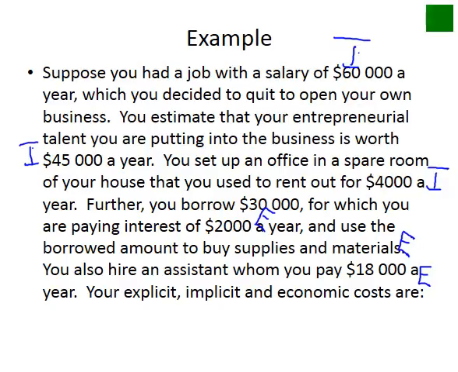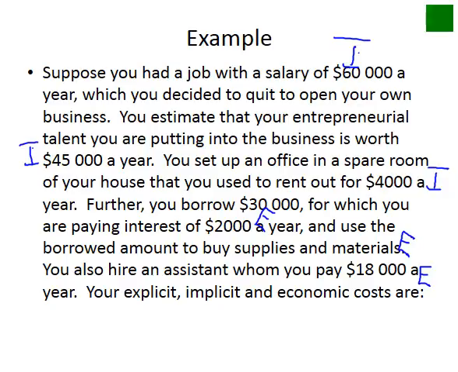So for an example, let's try to decide whether these are implicit or explicit. We're going to start off with: you had a job with a salary of $60,000 a year, but you decided to quit to open your own business. Now, is that implicit or explicit? Was $60,000 actually made as a transaction? The answer is no. It's the money that you've given up by starting your own business. So this must be implicit.